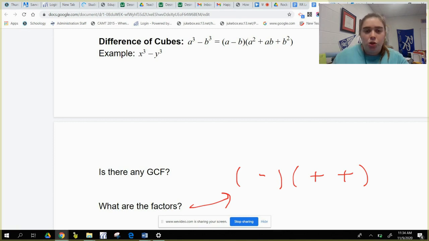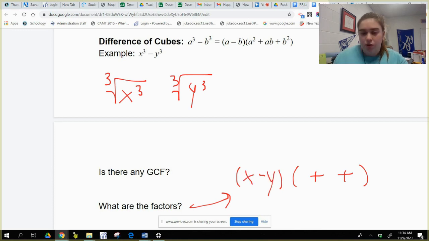Okay, so that first one, we're just taking the cube root, not the square root, right? Since those are cubed, we're going to take the cube root of those two terms. So cube root of x cubed and cube root of y cubed. So that just gets us straight up x and y. So those are the terms that are going to go right there.